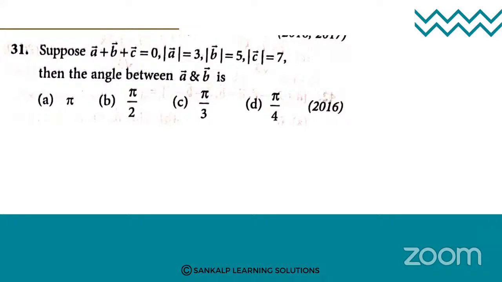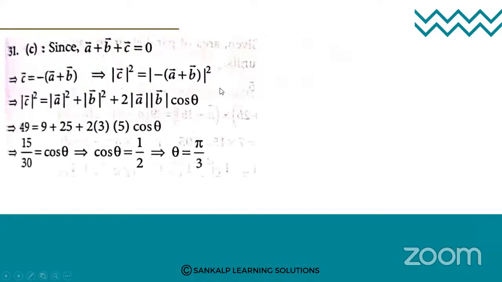Here the hint is given to us, but we want only the angle between a and b, and three vectors are given. So how can we simplify? Pay attention here. We know a plus b plus c is equal to 0. So from this condition we can write vector c is equal to minus of a plus b.